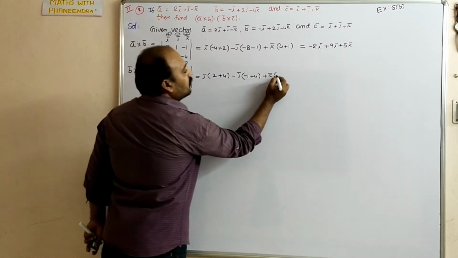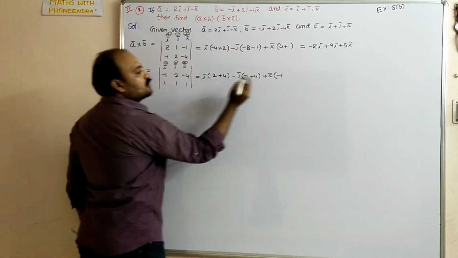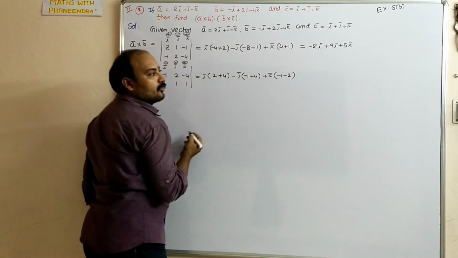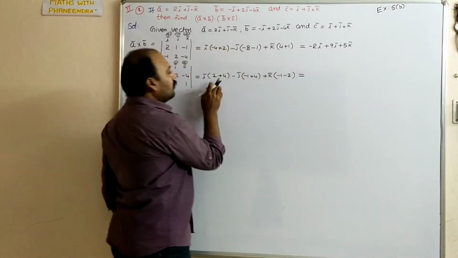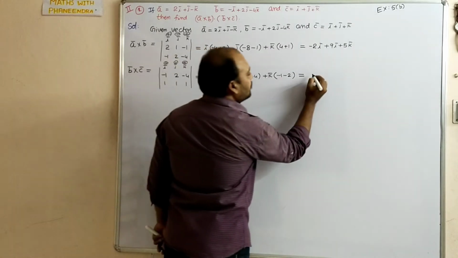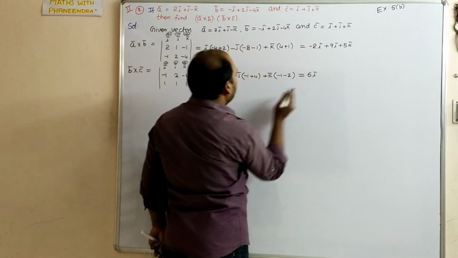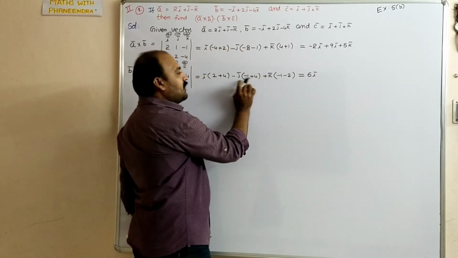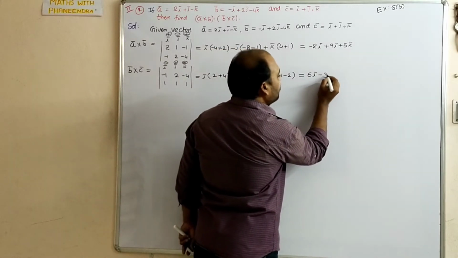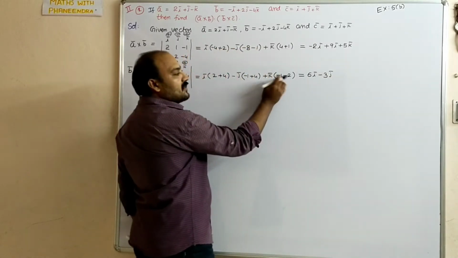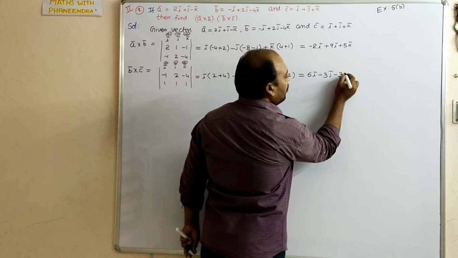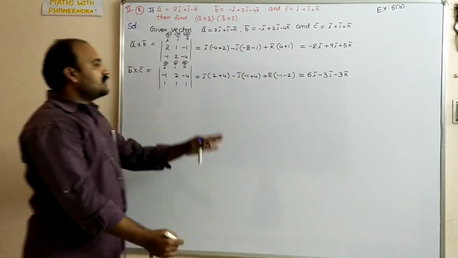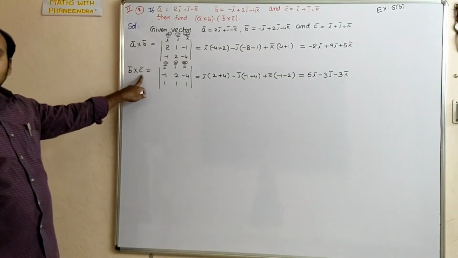Which is equal to 2 plus 4, 6, 6 into i, 6i. 4 minus 1, 3, 3 into minus j, minus 3j. Minus 1 minus 2 is minus 3, into k, minus 3k. This is the vector of B bar cross C bar.